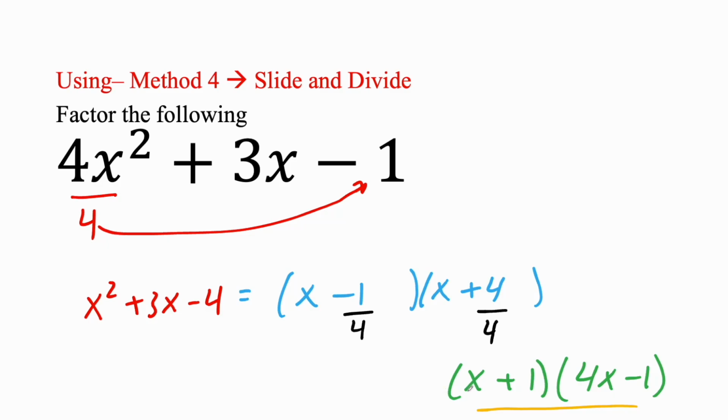And we can check. X times 4x is 4x squared. X times negative 1 is negative 1x. 1 times 4x is 4x. 4x minus 1x is 3x, and 1 times negative 1 is negative 1, and so it's a match.